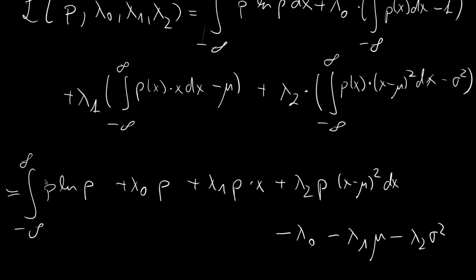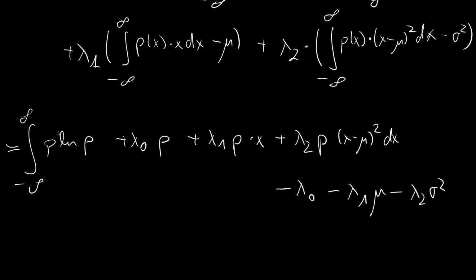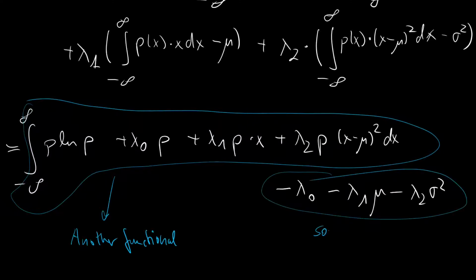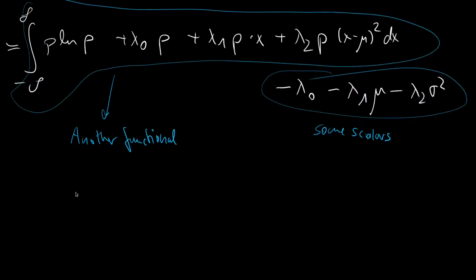And so our Lagrangian consists of the integral here, which is a functional, minus some scalar values. So let's note this down. This is another functional, and maybe you can think of it as some sort of an augmented functional, and these are just some scalars. Since we now have an unconstrained optimization problem, we can just take the derivative and set it to 0. So this is what we will be doing over the next lines.